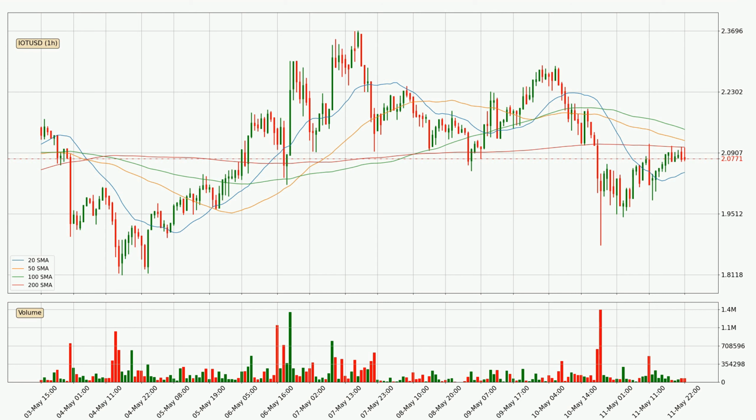Important to note is that the price is currently below the 200 SMA, which can play as a strong resistance. However, breaking it decisively to the upside will signal a potential big move up.